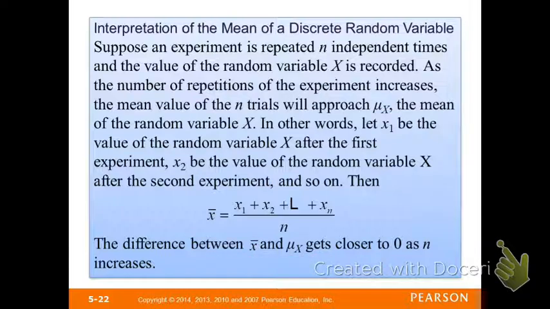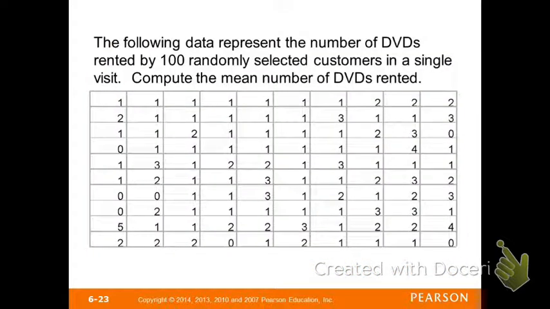Now this is the law of large numbers that we looked at earlier on in statistics. As our sample size grows, our sample mean is going to be closer and closer to the population mean. Okay, now here's an example that can maybe help you see this.